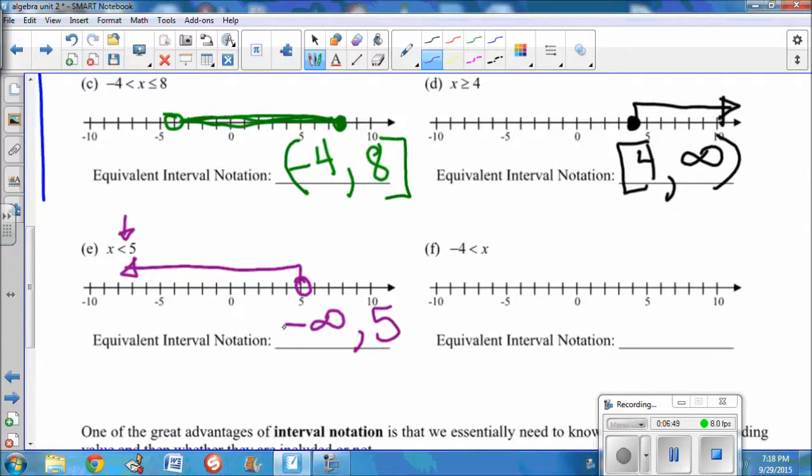Now, any type of infinity, because I said infinity is not a number, always gets a parenthesis. It can't possibly be equal to negative infinity. And 5 is not included as well.